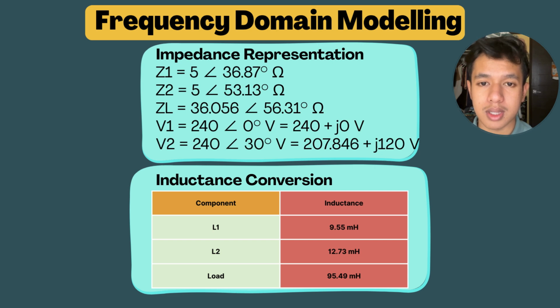Next, to prepare for our simulation phase, we calculated the exact physical inductance value needed at our 50 Hz operating frequency. This conversion yields 9.55 millihenry for line 1, 12.73 millihenry for line 2, and 55.49 millihenry for our inductive load. This mathematical groundwork sets up the parameters required to simplify the network using Thevenin Theorem.